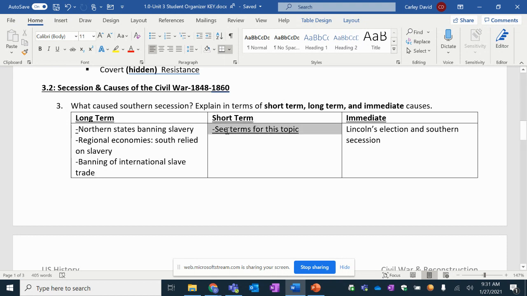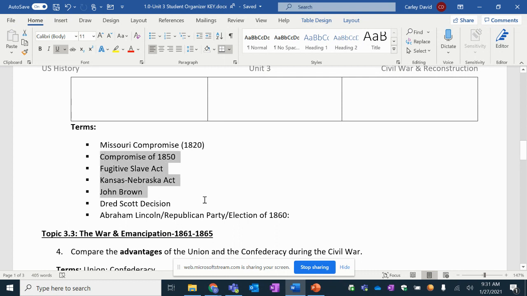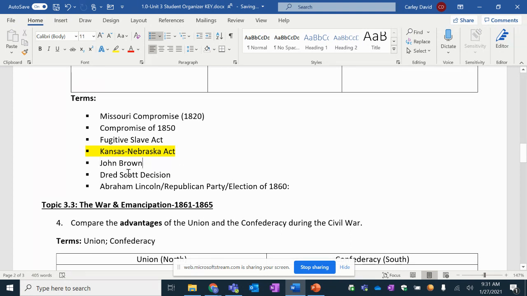For short term, just have an understanding of these different terms and how they relate to issues between the North and the South. So the Compromise of 1850, the things that it tried to solve but didn't solve. The Fugitive Slave Act, how that upset Northerners, and their lack of enforcement of that law really angered the Southerners. The Kansas-Nebraska Act is the really big one that you want to pay attention to, leading to Bleeding Kansas and two different governments in Kansas. John Brown obviously comes out of that, but leads a raid on Harper's Ferry. The Dred Scott decision emboldens the South.